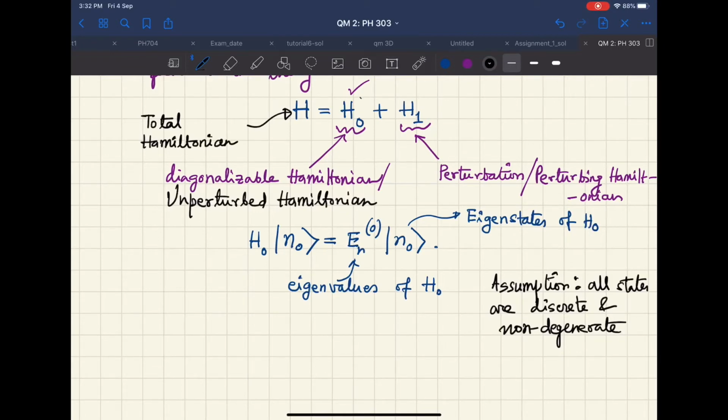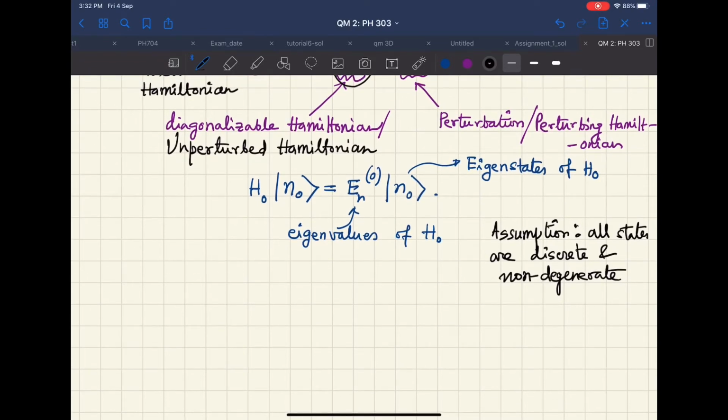We only know H0, which is the unperturbed Hamiltonian, its corresponding eigenvalues and eigenvectors, but we really do not know at the moment what the eigenvalues and eigenvectors corresponding to H1 are. Now, because the perturbing Hamiltonian H1 is there, the total Hamiltonian H should now have a new set of eigenstates.